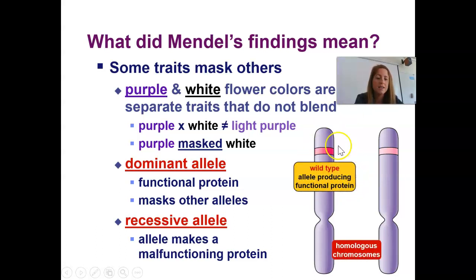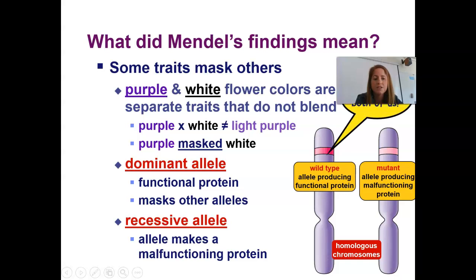Remembering that the wild type, we sometimes refer to it as wild type, although you don't have to know that, is the allele producing the functional protein, and then the mutant is the one producing the protein that's not functioning properly.